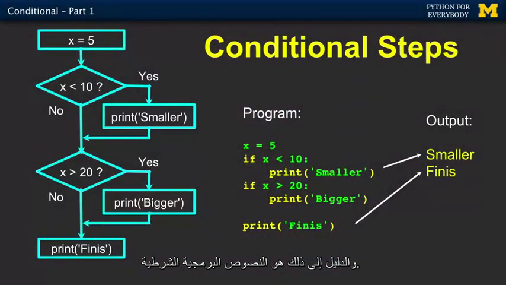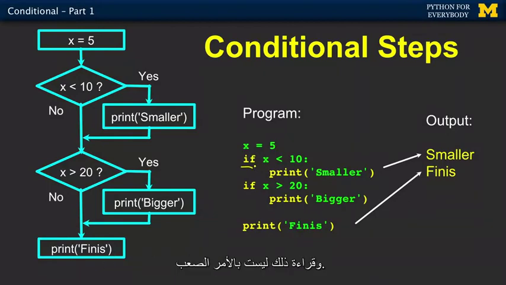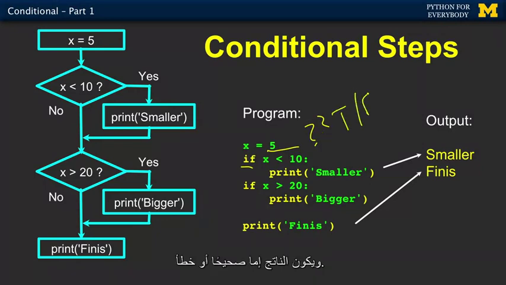And so the key to this is the if statement. The if statement is the reserved word that indicates that we're going to do something conditionally. And it's not that hard to read. The if statement has a condition. It's really a question. Unlike x equals 5, which potentially changes the value of x, x less than 10 is asking a question. It's asking, is x less than 10? And that returns a true or a false. At this point, because x is 5, x is indeed less than 10, and so it's true.